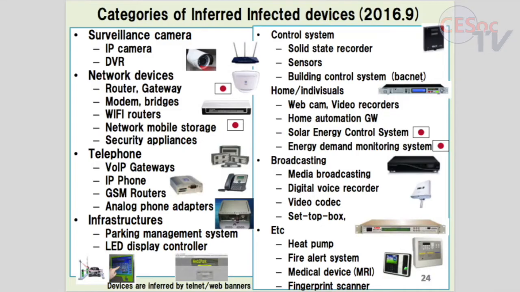This is the category of infected devices: surveillance cameras, IP cameras, network devices, telephones, infrastructure including parking management systems or control systems, home and individual devices, which may be related to your environment, web cameras, video recorders, etc. And broadcasting and other devices, heat pumps, etc. So there are many kinds of IoT devices that are maybe already infected by malware.